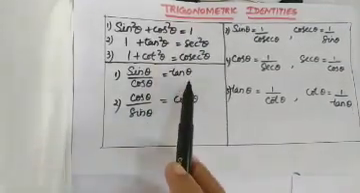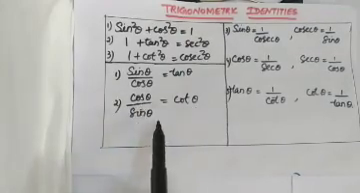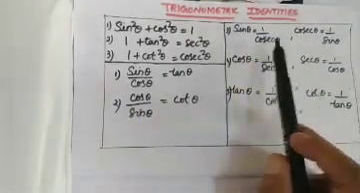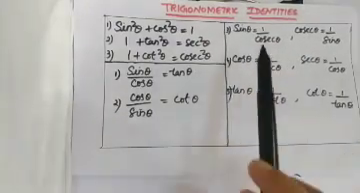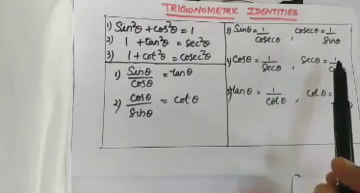Next is that tan is sin by cos. Cot is cos by sin. Next, sin and cosec are reciprocals of each other. So sin theta is 1 by cosec theta and cosec theta is 1 by sin theta.